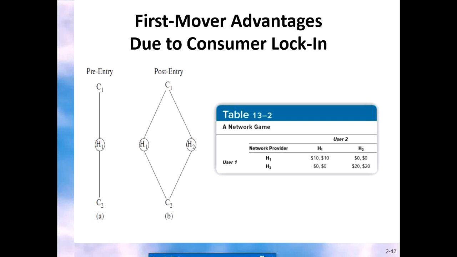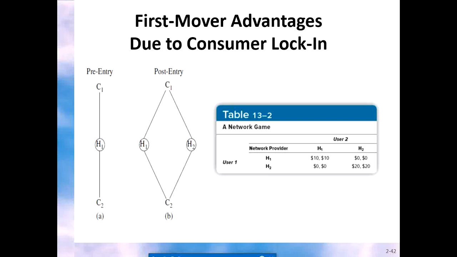Now the question: will the new entrant be able to enter the market with its superior technology? In the figure, we see the players in this game are users who must choose a network provider. Both users are initially using network provider H1 thanks to its first mover advantage. In the initial situation, each user receives $10 in value each month from the network. This here, because both of them are using this.